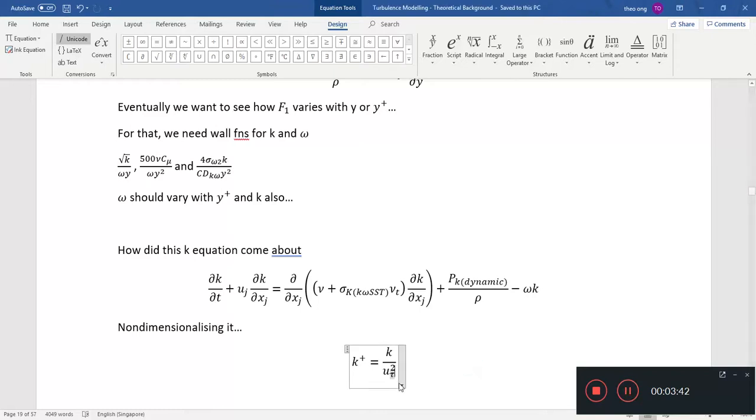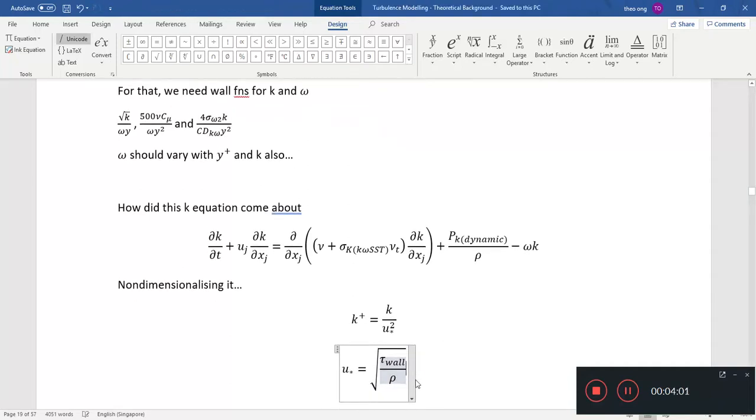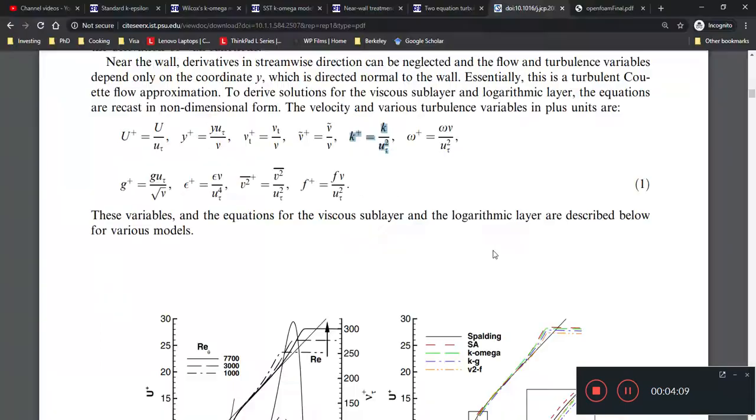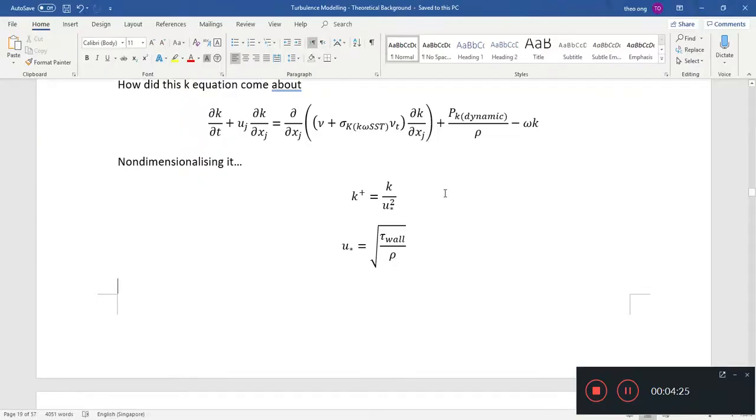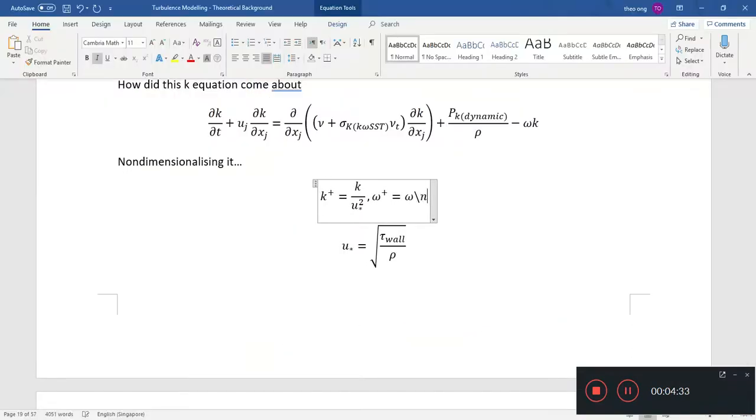Where u star, I like to call it u star, equals the square root of tau wall divided by rho, under the constant wall shear stress assumption. So this is the friction velocity. And omega is non-dimensionalized in this way. So omega plus equals omega times nu over u tau squared. So that's how we non-dimensionalize omega: omega nu divided by u tau, or u star squared.